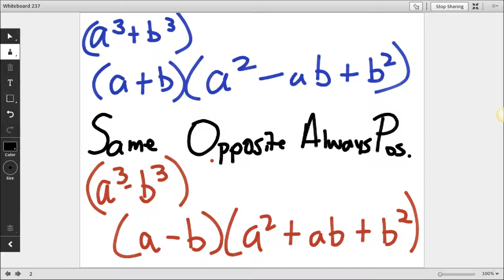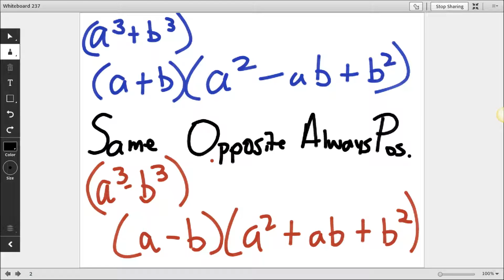So if you take a look, if it's a cubed plus b cubed, same, opposite, always positive. That just tells you how to remember the signs. If it's a cubed minus b cubed, same, opposite, always positive. So just kind of a quick way to help you remember the signs so you don't have to memorize both patterns. If you want to memorize both patterns, that's also okay. Because remember, the only way you can learn is the way you learn.